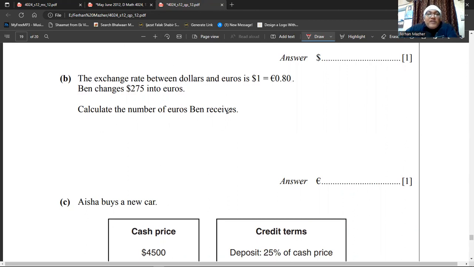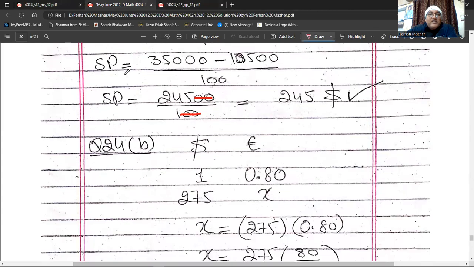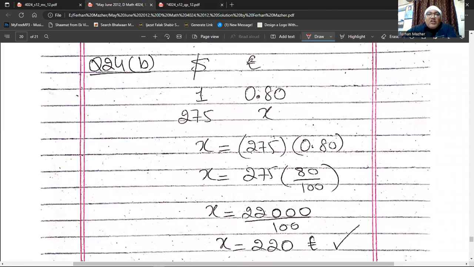Calculate the number of euros Ben receives. We will use the method of proportion. We always use that method for converting money exchange. Dollars and euros: $1 is 0.80 euros, so $275 is how many euros? X will be equal to 275 multiplied by 0.8, so it will be 275 multiplied by 80 over 100.